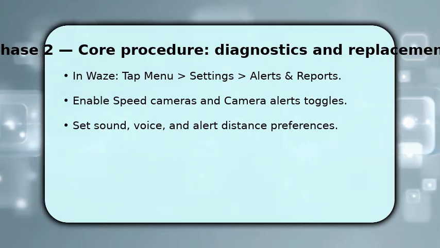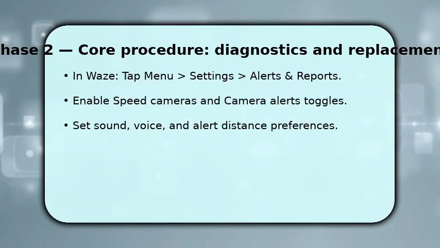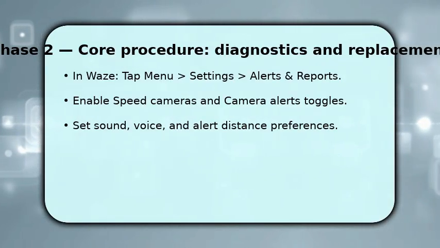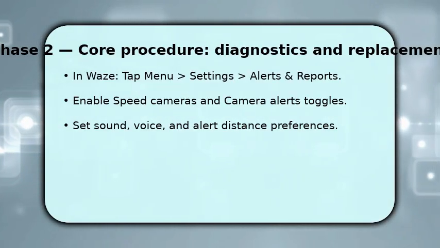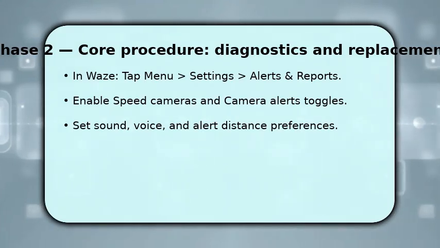After that, set how far ahead you want warnings to trigger, short, medium, or long, and choose a distinct sound or voice so alerts cut through road noise. Make sure the volume and do not disturb exemptions allow Waze to play sounds while driving.